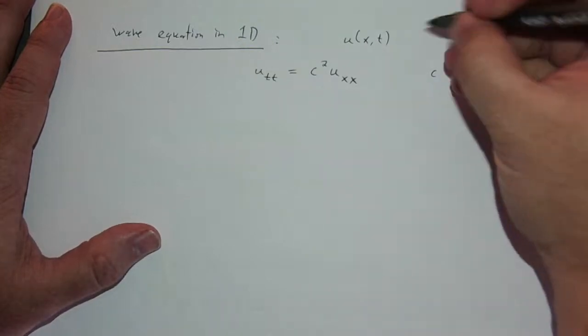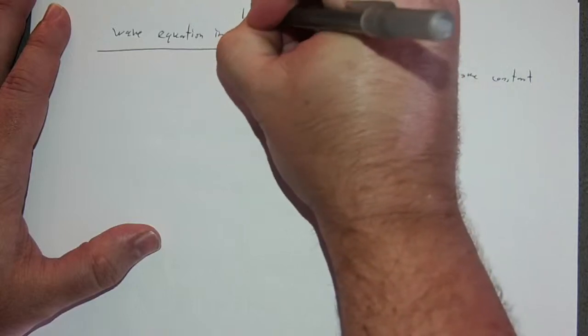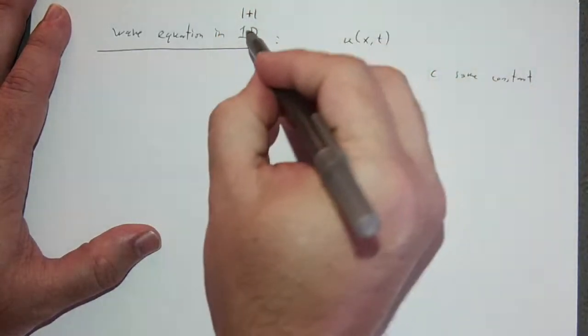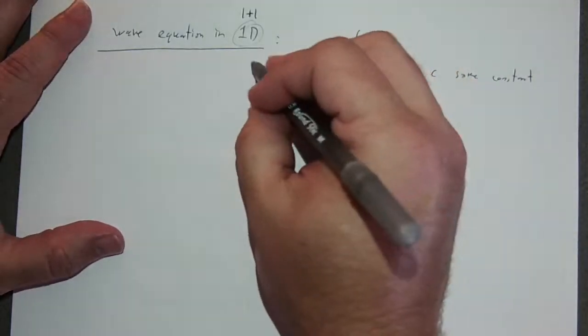If you like, you can always write the wave equation as 1 plus 1 dimensional, but we really only refer to the spatial dimensions, right? The dimensions we can see, that's what we refer to when we talk about the dimension of the wave equation involved. And here it is, right? This is my wave equation.